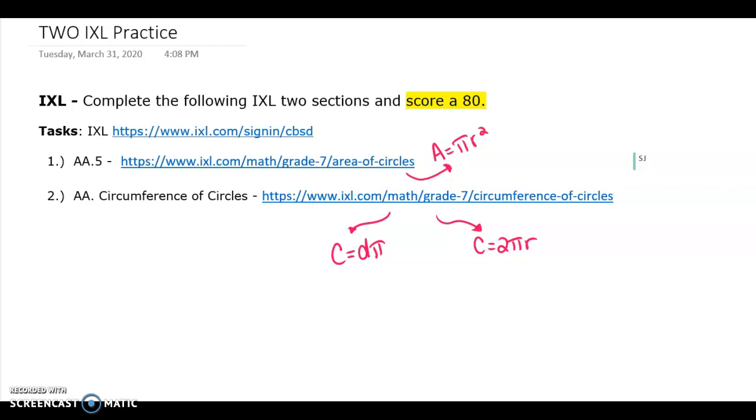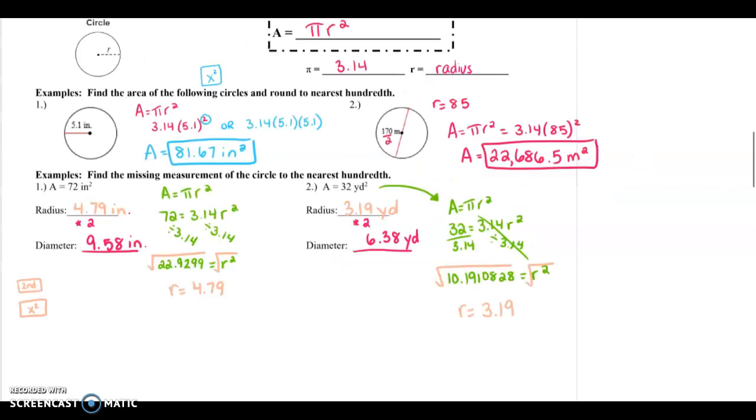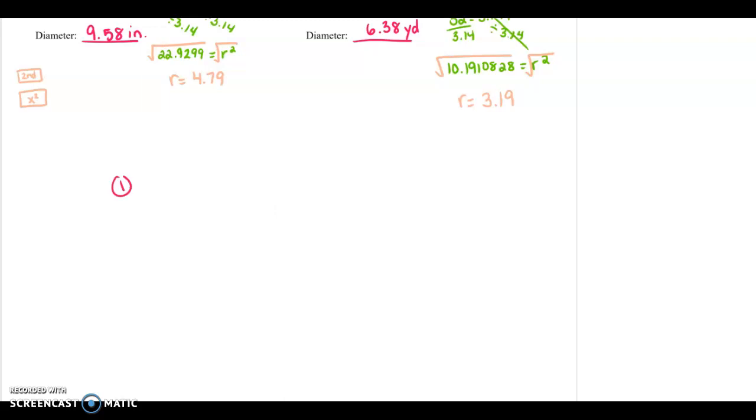So this week you have notes to complete. You have the live meeting guided practice with me. And then instead of a homework, you have IXL 1 and IXL number 2.